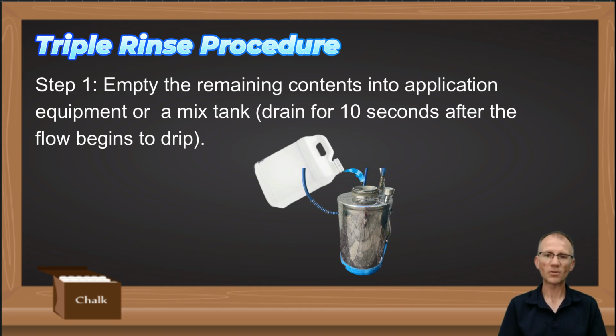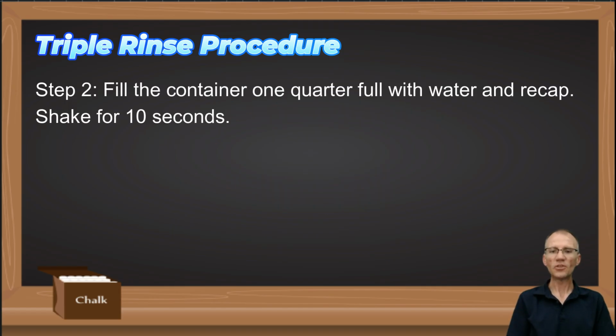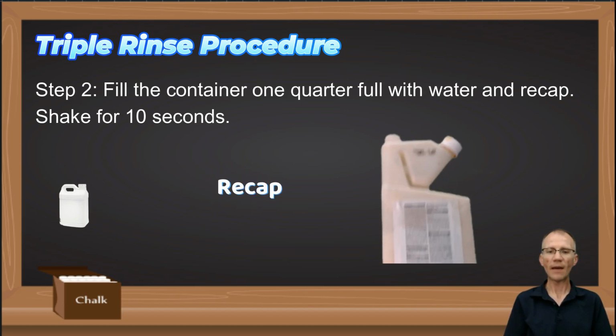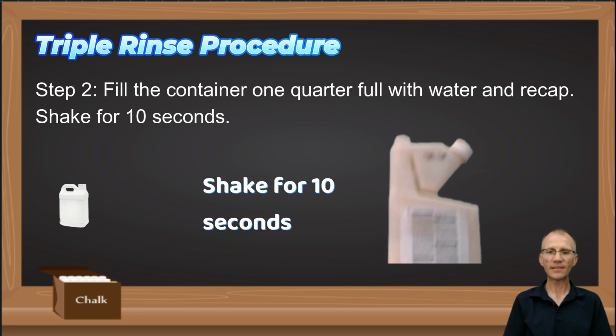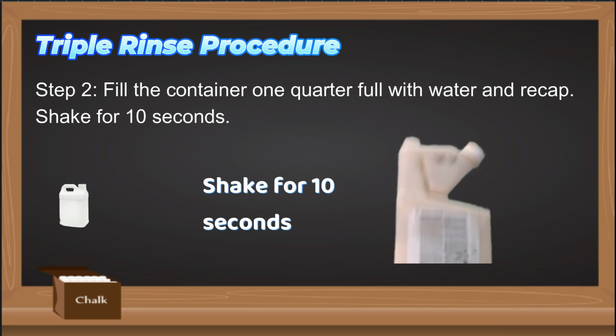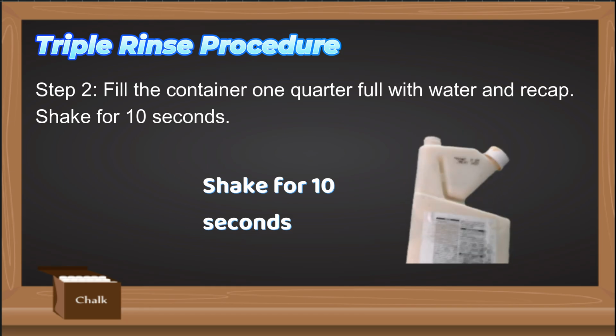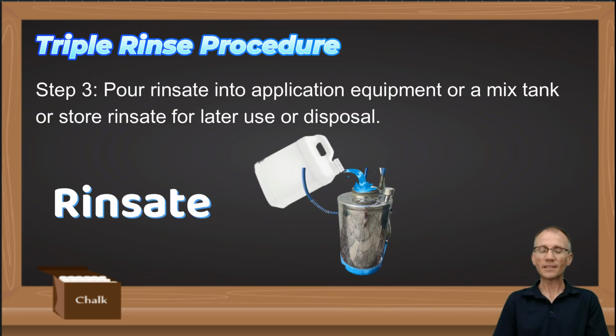this triple rinse procedure. In step 2, we're going to fill the container 1/4 full with water and recap. Then we're going to shake it for 10 seconds. In step 3 of our triple rinse procedure, we're going to pour rinseate into application equipment or a mixed tank or store rinseate for later use or disposal.